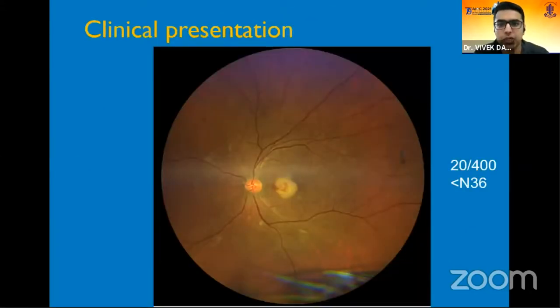So I'll start off with the case. This was a 35-year-old male, a case of uncontrolled diabetes mellitus with a background of chronic renal failure, undergoing regular dialysis. The right eye was lost to an old retinal detachment many years ago. He presented in the left eye with vision of 20/400, near vision less than N36, and a history of slow, gradual loss of vision over the last 10 days.